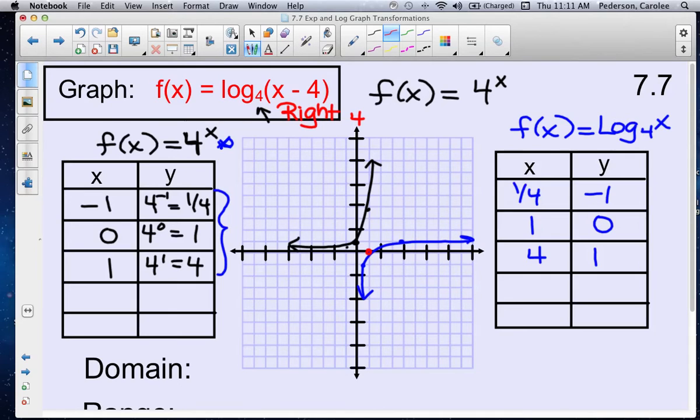So this point would shift 4 to the right. 1, 2, 3, 4. So here's my first point. This point would shift 4 to the right. So 1, 2, 3, 4. And then my last one, this point would shift 4 to the right. So 1, 2, 3, 4. Or just change your x values by +4, and you'll have your ordered pairs.